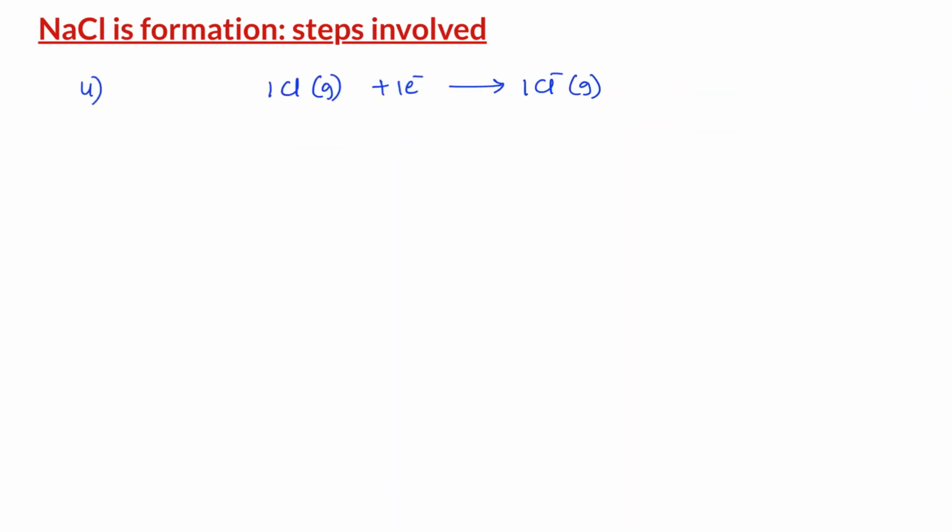Once we get gaseous chlorine atoms, these chlorine atoms gain an electron to form chloride ions. And we know that the energy change that occurs when an electron is added to a gaseous atom is defined as electron affinity. Electron affinity of chlorine is minus 349 kilojoules per mole. This step releases energy, and the negative sign represents that it is releasing energy.